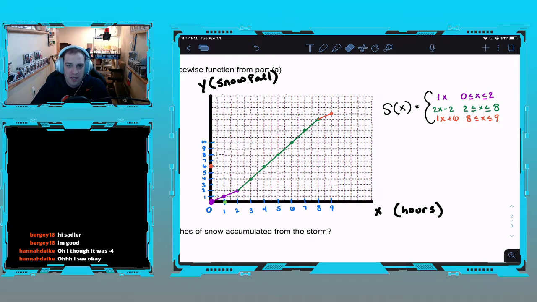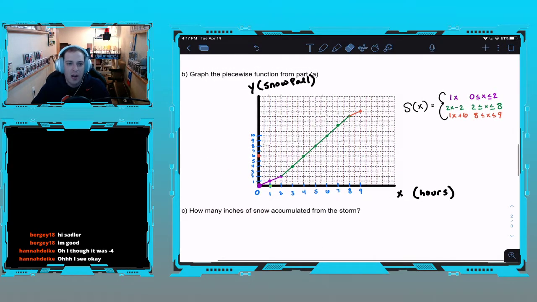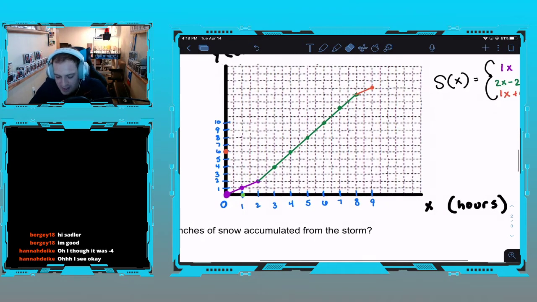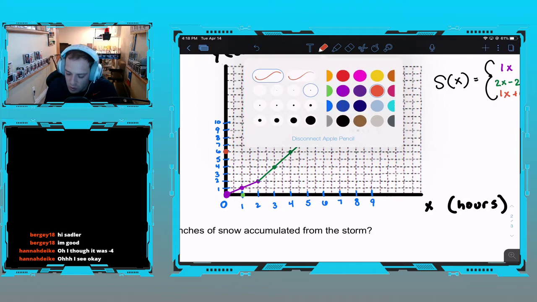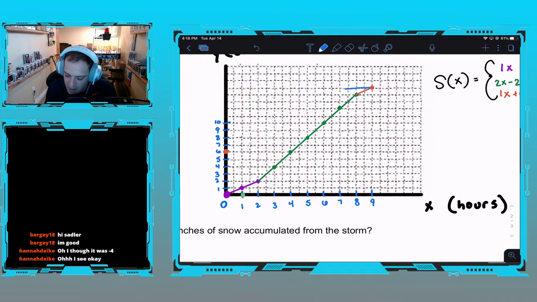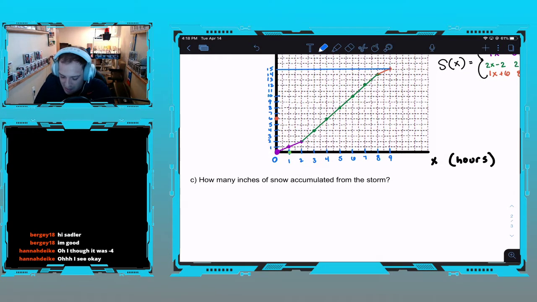The last one's the easiest part now, because now it just says, how many inches of snow accumulated from the entire storm? So they just want to know, by the time we hit the 9th hour, how much snow did we have? Well, my y-axis, I stopped it at 10. We're just trying to figure out what number it was at the 9th hour right here. Well, we didn't write all the numbers down. If we do, we can figure that out, because that's going to be 11, 12, 13, 14, 15. So the total amount of snow in this case would be 15 inches.